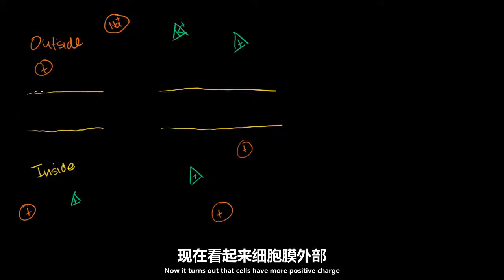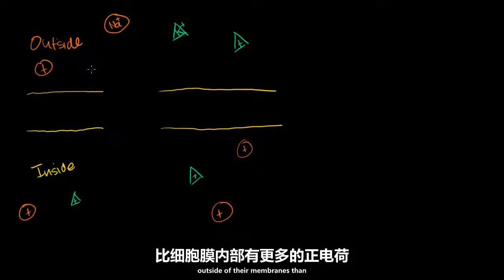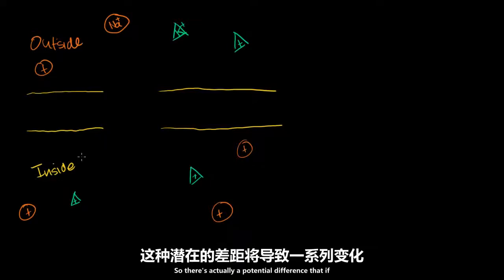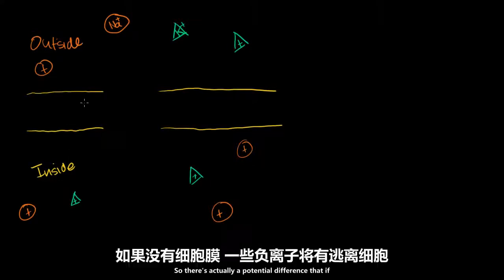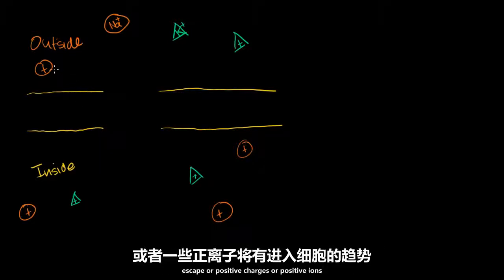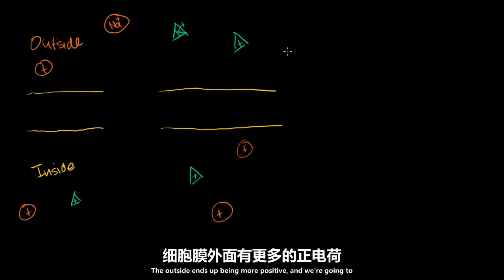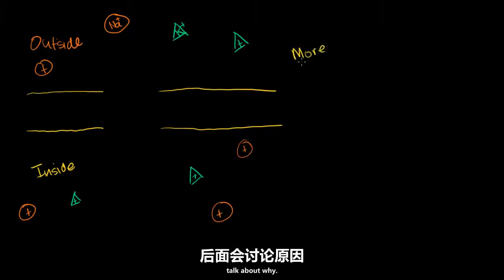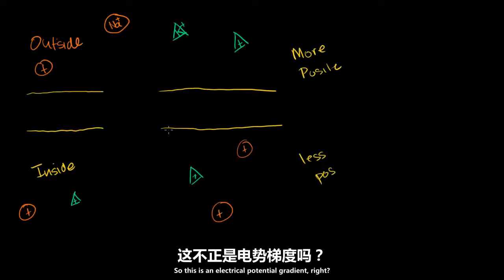Now, it turns out that cells have more positive charge outside of their membranes than inside of their membranes. So there's actually a potential difference. If the membrane wasn't there, negative charges would want to escape, or positive ions would want to get in. So let me write this down. The outside ends up being more positive, and we're going to talk about why. More positive, and we could say less positive. Less positive. So this is an electrical potential gradient.